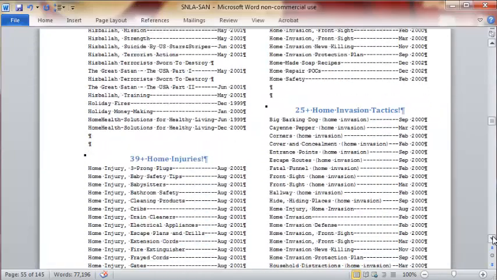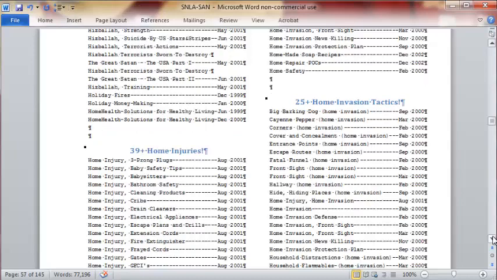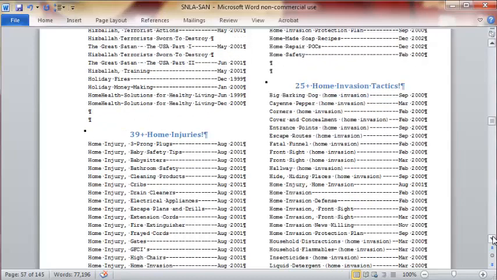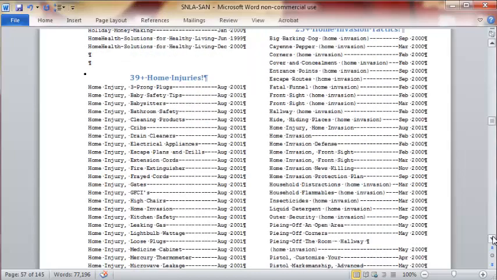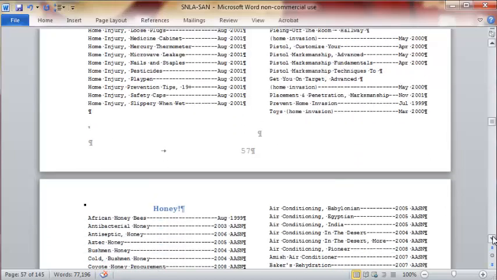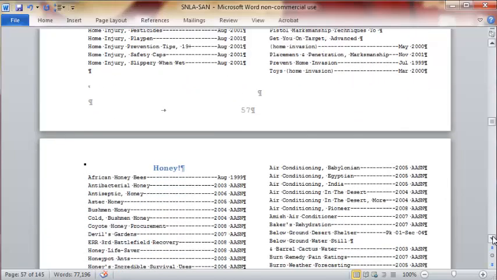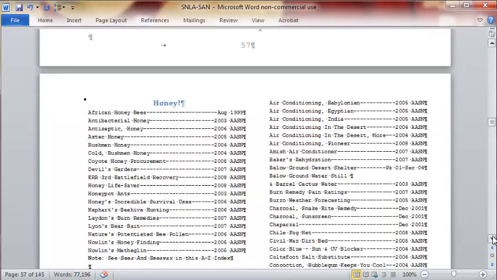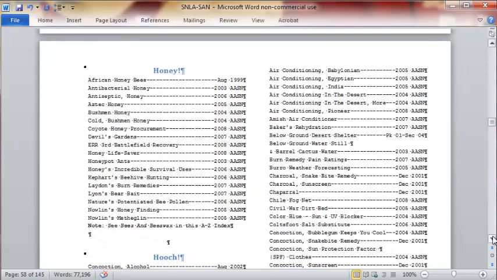25 home invasion tactics and 39 home injuries. These go hand in hand. I talk about home injuries and home invasion tactics. You have to learn how to defend yourself, because there are scumbags who come into your house uninvited. You have to do something, or they'll do what they want. They'll kill you, they'll hurt you, take your life savings, kill your family members. So you have a right to defend yourself.